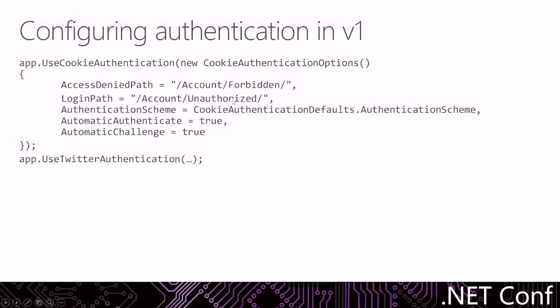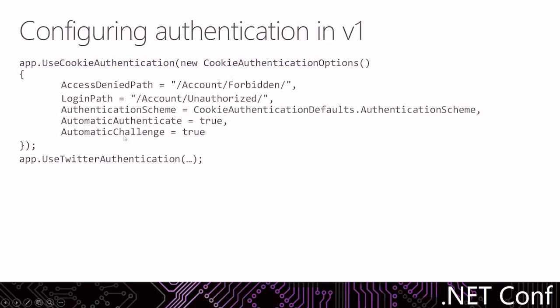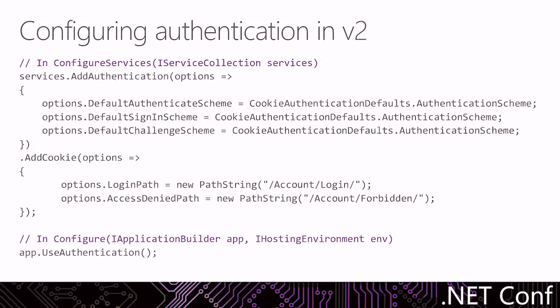So if you're moving to Core 1 rather than Core 2, this is how we configure authentication. We're going to use app.use and then the authentication type, and then we have a bunch of options, and I can add another one and chain them on and so forth. You will see that we have automatic authenticate and automatic challenge. Only set automatic authenticate and automatic challenge to true on one of your middlewares. In 2, it has changed. If you are migrating from 1 up to 2, this is what you will have to do.